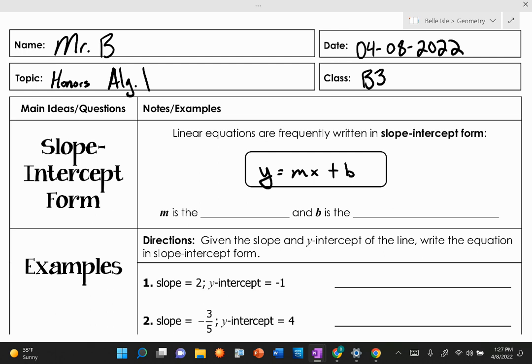Okay. M stands for what? Yes, it is your slope. The b is going to stand for what? Specifically, the y-intercept. And it is an intercept and not an intersect. Why is it not intersect? Intersect is a verb. So they intersect, but the point where the line crosses the y-axis is called the intercept.